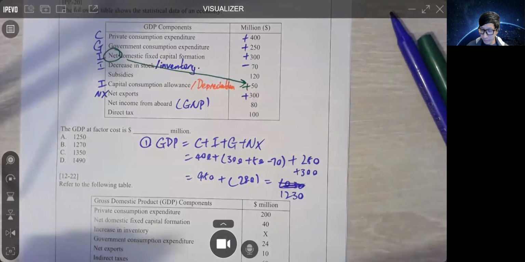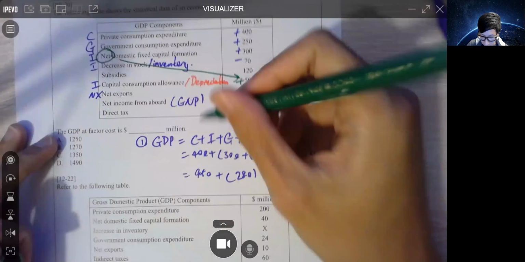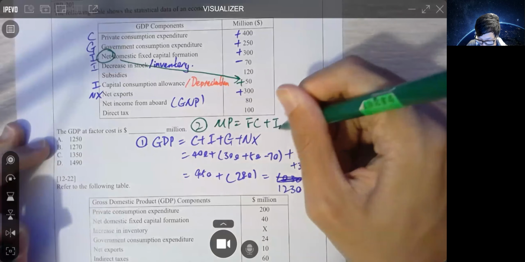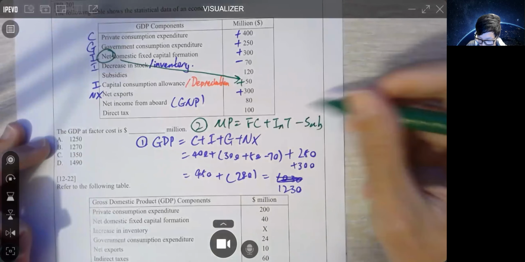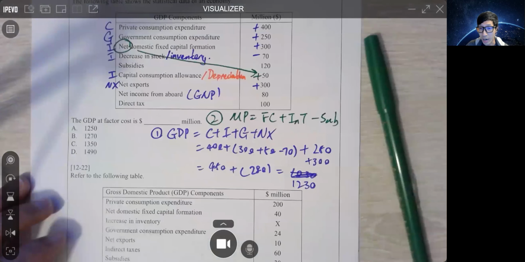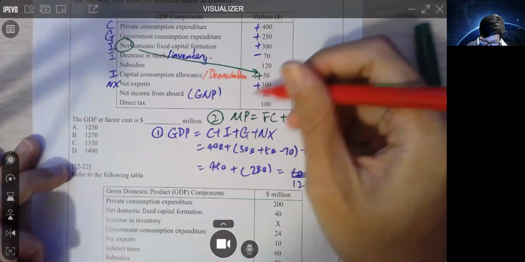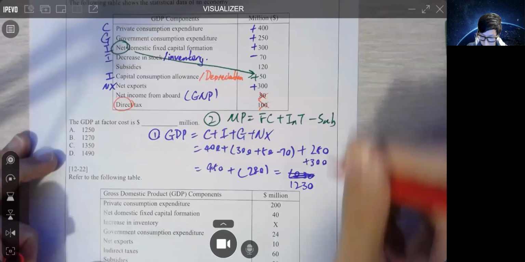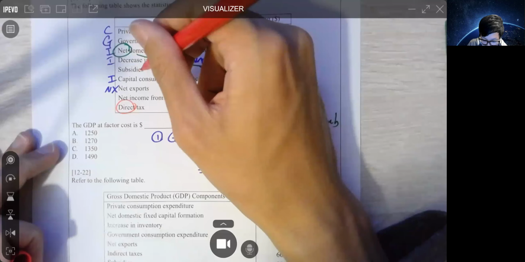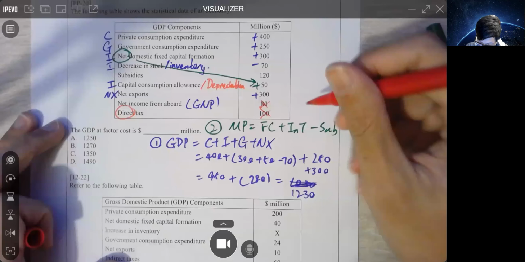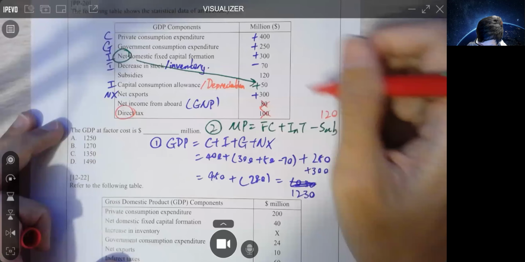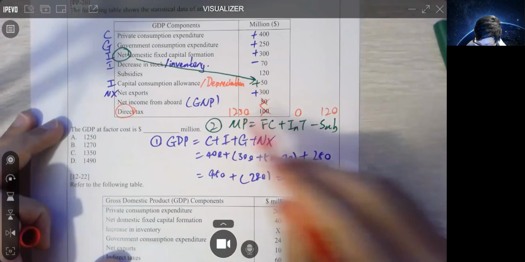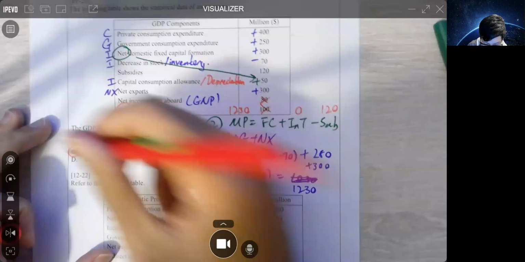Then second formula we're going to use. Market price equals to factor cost plus indirect tax minus subsidy. Remember it's indirect tax. Here we see direct tax. So do we do anything about direct tax? No. Don't touch it. And here we have subsidy 120. So here 120. Market price 1230. That should give us the answer of 1350.